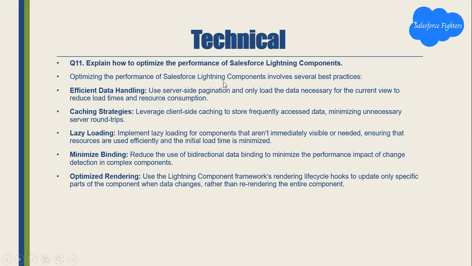Next question: explain how you optimize the performance of Salesforce Lightning components. Optimizing the performance in Salesforce Lightning components involves several best practices. First, efficient data handling. Second, caching strategy. Third, lazy loading. Fourth, minimize the bindings. And fifth, optimize the rendering.